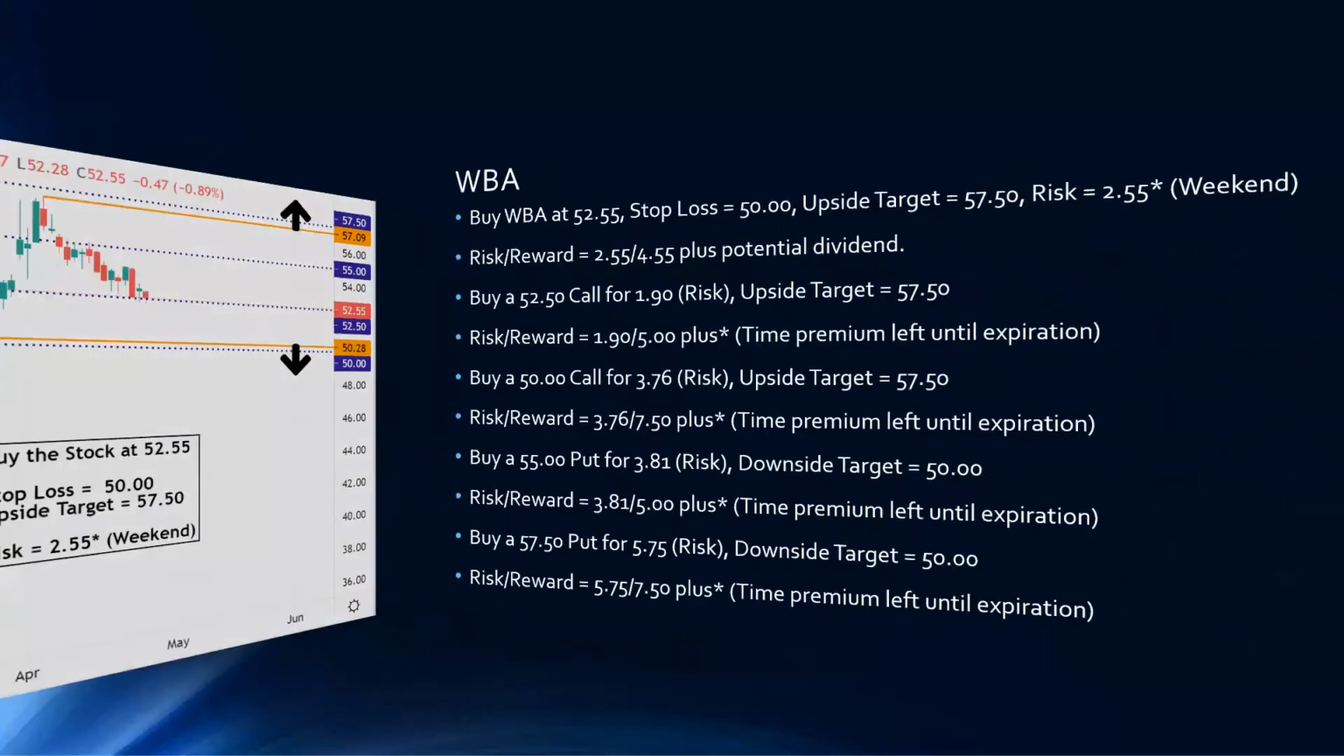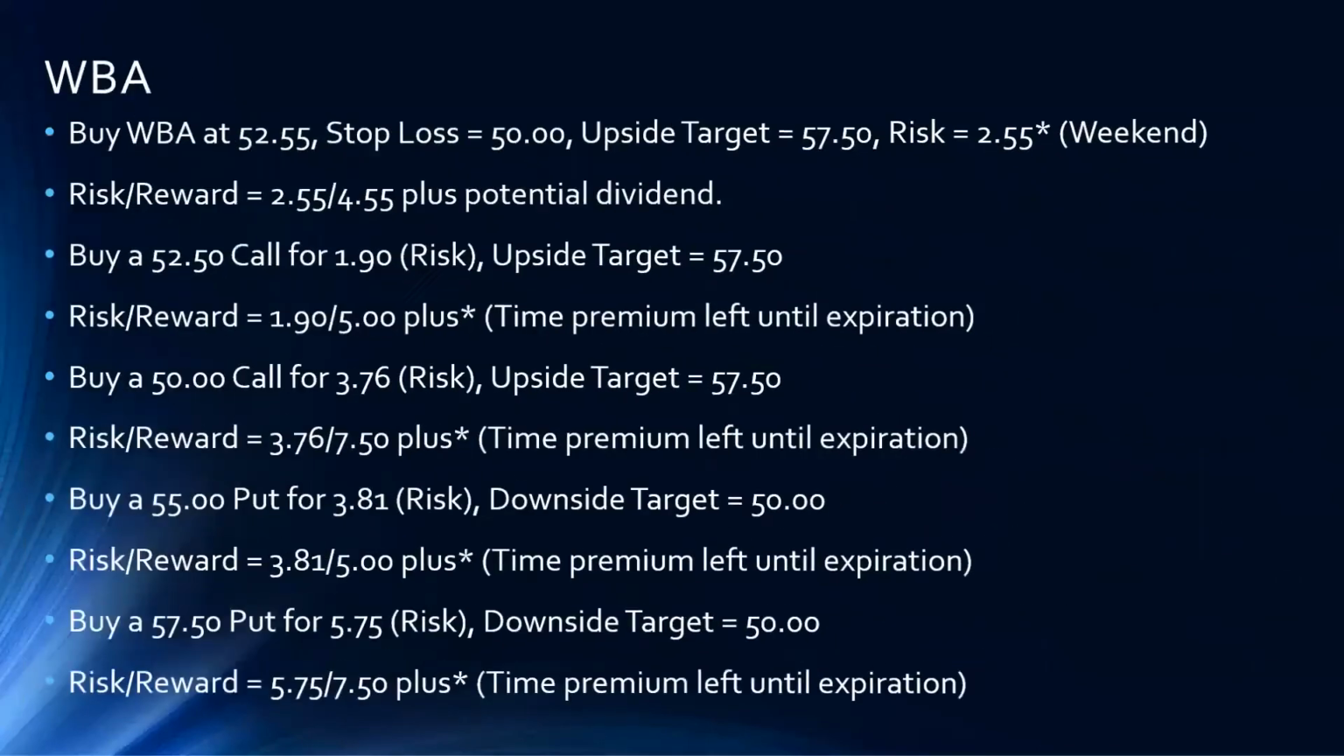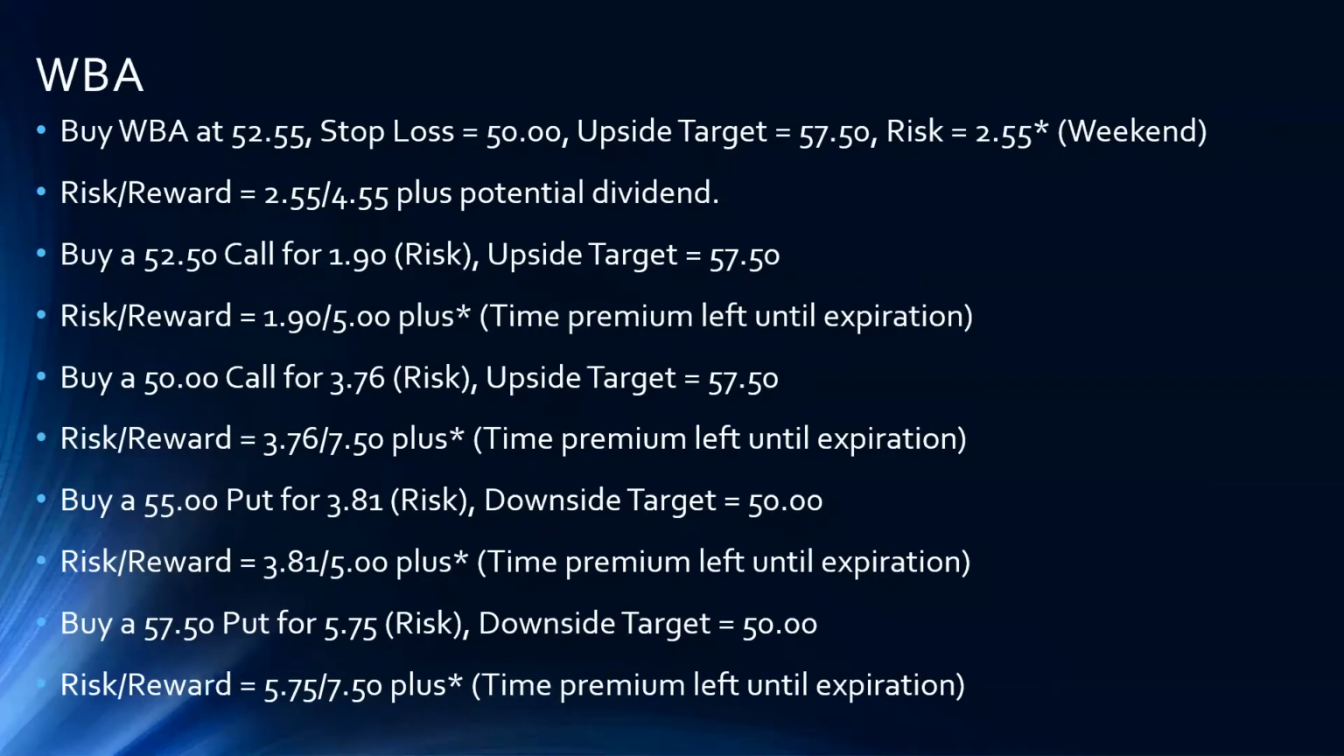So if you were to buy the Walgreens stock at 52.50 and use a stop loss at $50, you would know where your upside target is, 57.50, and your risk is $2.55. Now I have an asterisk here. Unlike with options, if you hold the equity, you still have risk over the weekend when the markets are closed. So you never know what happens in world events.